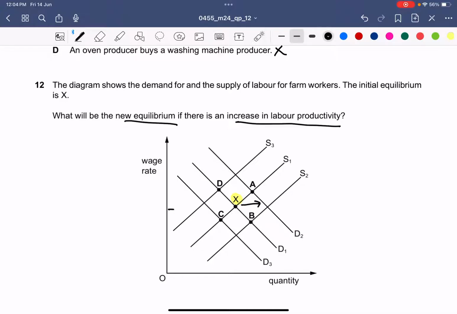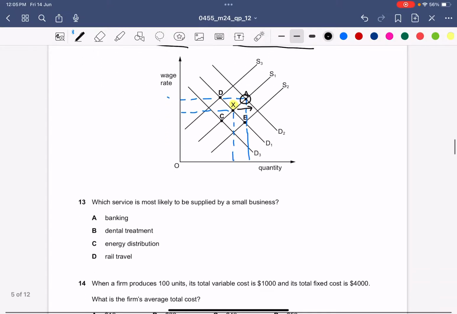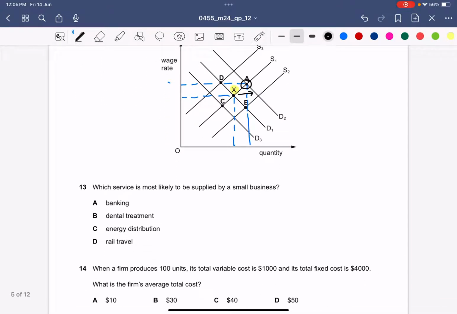Yeah, I'll just draw for you guys to see. Okay, this one is the initial equilibrium, and labor productivity increases. Yeah, so this one is the new equilibrium. This one will increase demand for workers. Okay, let's move on to the next question. Which service is most likely to be supplied by a small business? Okay, let's see. Banking, definitely no.